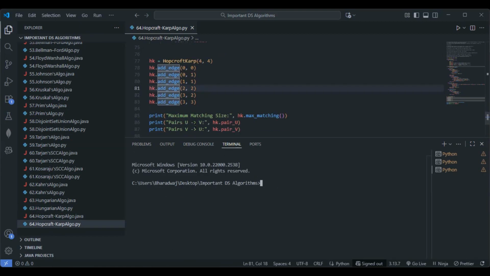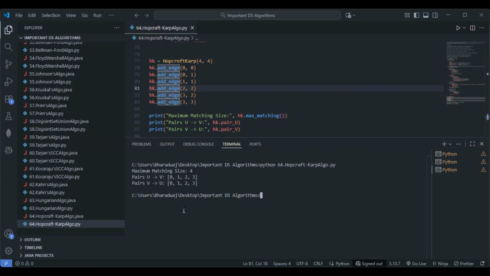So we are considering this one base U to V and base V to U, right? So we are going with the Hopcroft pair U pair actually. So this is fine. I'll just keep clear screen here. Python followed by file name dot py. Yeah. Maximum matching size is 4. So yeah, this is also correct.